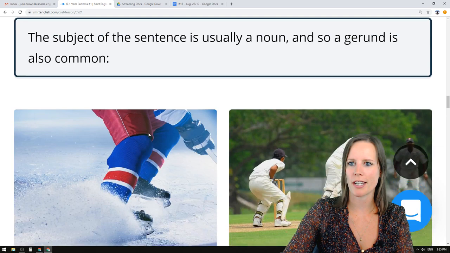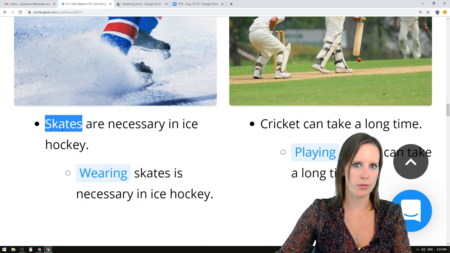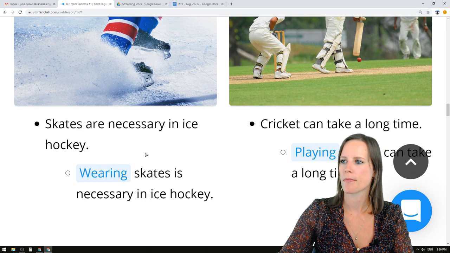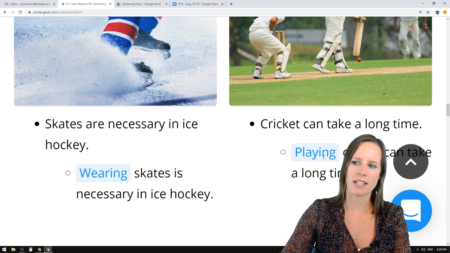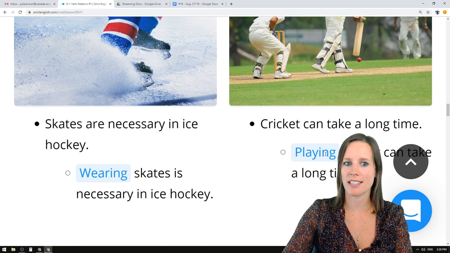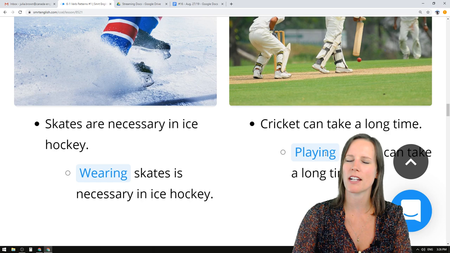Okay. So, skates are necessary in ice hockey. Fine, you can use skates. Or wearing skates is necessary in ice hockey. Cricket can take a long time, or playing cricket can take a long time. Okay. Hamu's unchanged routines makes you bored. Yeah, for sure. You can change that to a gerund by just saying unchanging routines. But it's actually, sorry, not a gerund in that case. It's an adjective. Okay.